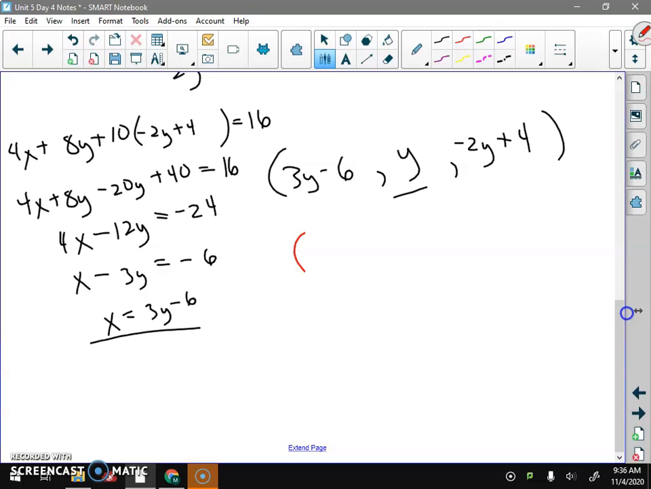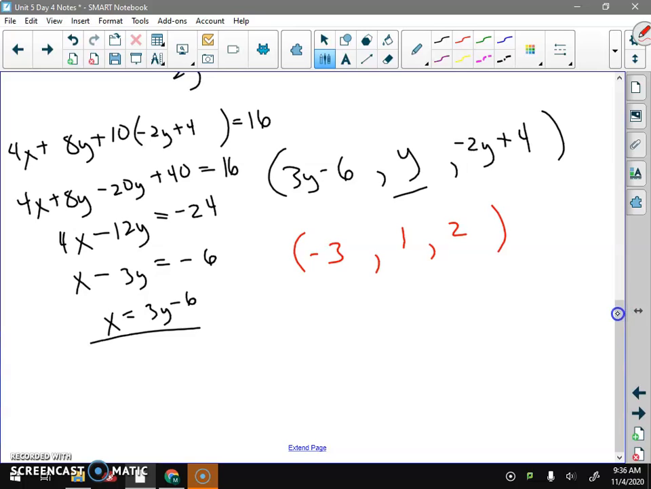I'm going to pick one ordered triple. For y, I'm going to pick 1. Nice and easy. 1 times negative 2 is negative 2 plus 4. z must be 2. 1 times 3 is 3 minus 6. x must be negative 3. So that is a specific ordered triple.